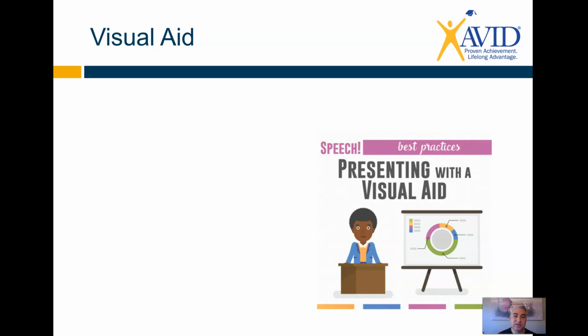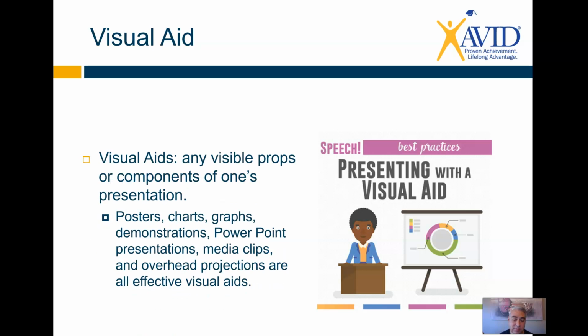All right, visual aids. Visual aids turn out to be a really important part of speech making and presentations, especially in middle school and high school. Visual aids are any visual prop or visible prop or component of one's presentation. So this could be posters, charts, PowerPoints, media clips, anything that's designed to help you get through your presentation. What you want to keep in mind is that it should have just a little bit of information on it. It's just up there to remind you what you're talking about.